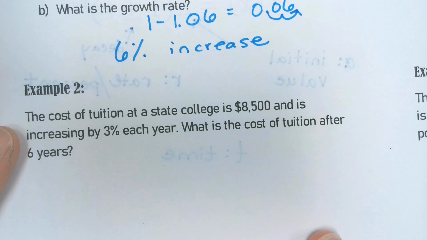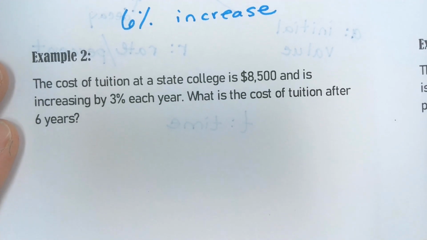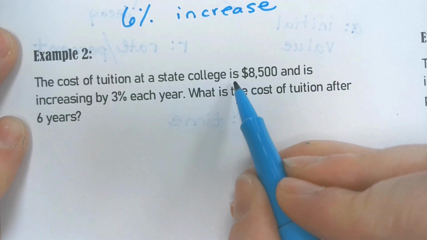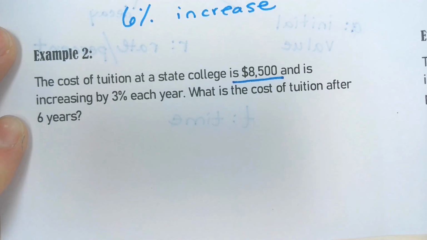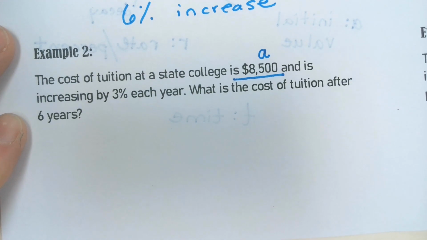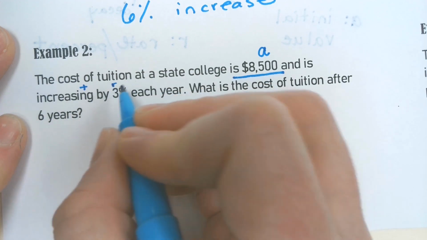Example 2. Tuition at a state college is $8,500 and is increasing by 3% each year. What is the cost of tuition after 6 years? So let's underline the important information. $8,500. That's how much it costs right now. So that's your A, starting cost. Increasing by 3%. So it's going to be plus the rate.